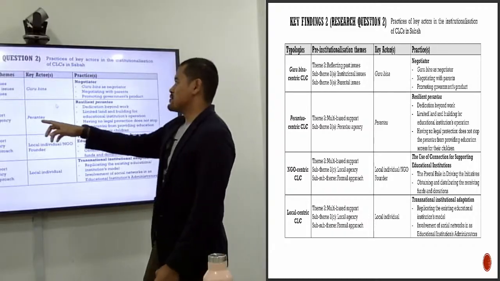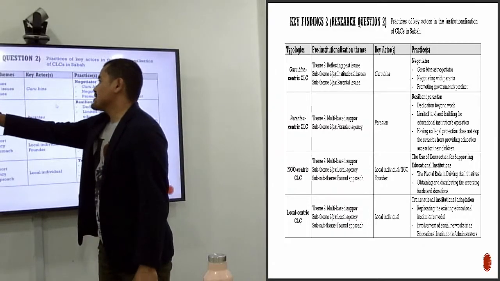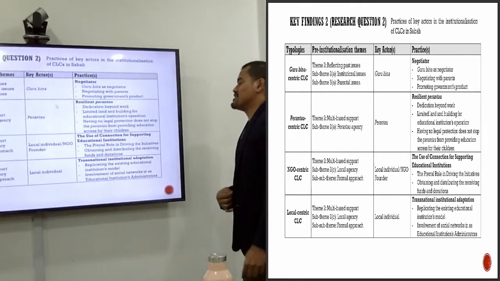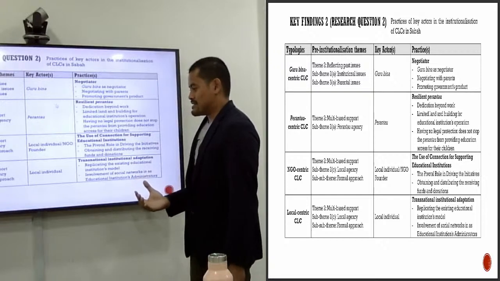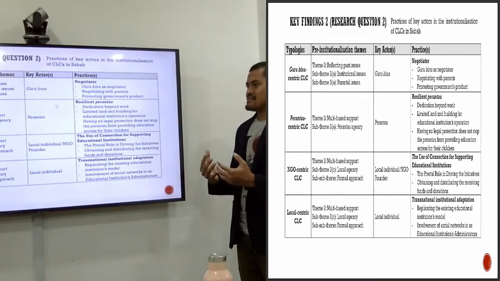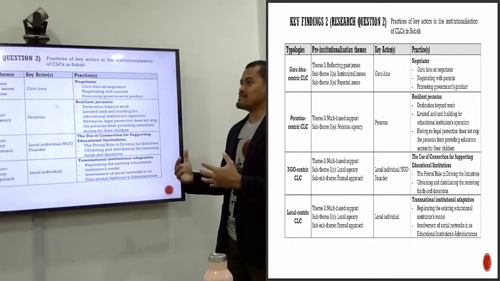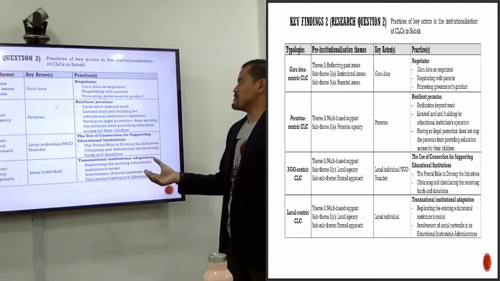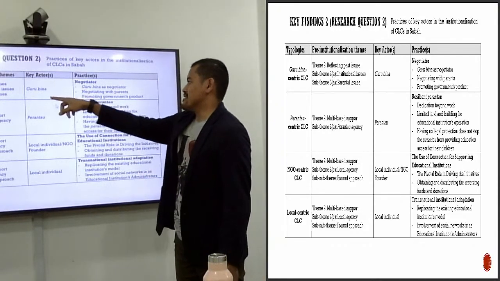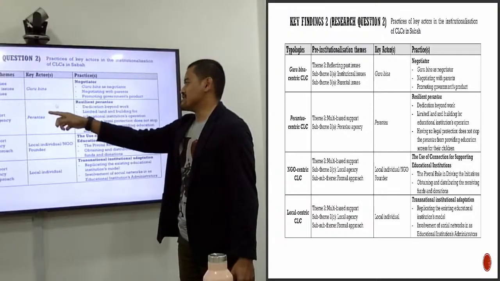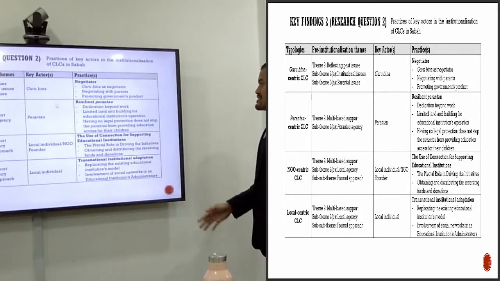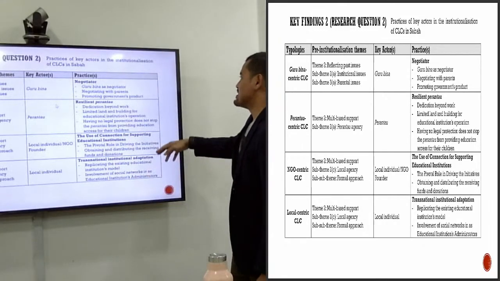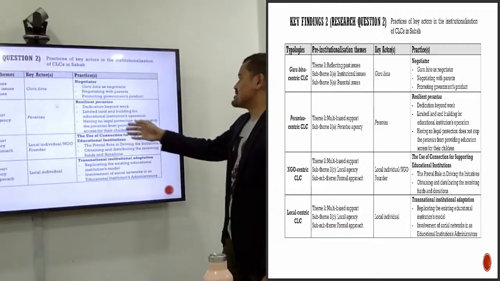So there are the typologies of the CLCs, and the typologies represent the centric of the CLCs, which means that this community learning center is mainly institutionalized with the existence of the key actors. For example, this one is the Guru Bina centric. There's also the Perantau centric, the NGO centric, and the local individual centric. And these are the main practices of these key actors.